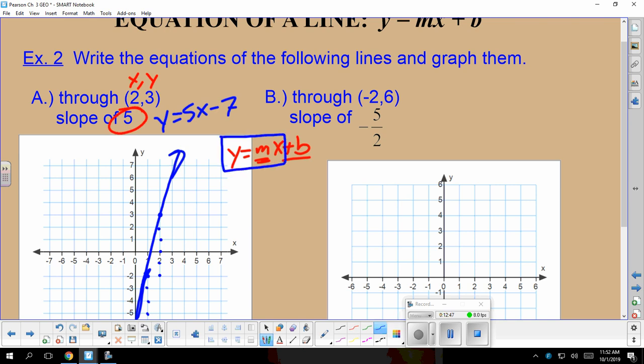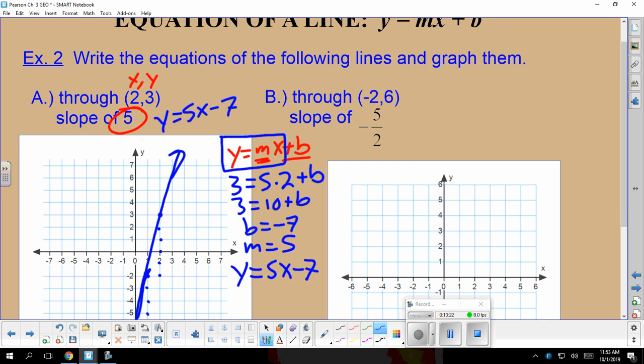So what I can do is plug everything in. We have y, m, and x, and then solve for b. So I have y is 3 equals m is 5 times x is 2 plus b, and I can solve for b. So instead of using point slope, I'm using that idea of slope intercept form to solve for b. So I get 3 equals 10 plus b. b equals -7. So now I have m is 5, so y equals 5x minus 7. So we already looked at point slope form. Now that's how to use slope intercept form to find the equation of the line.